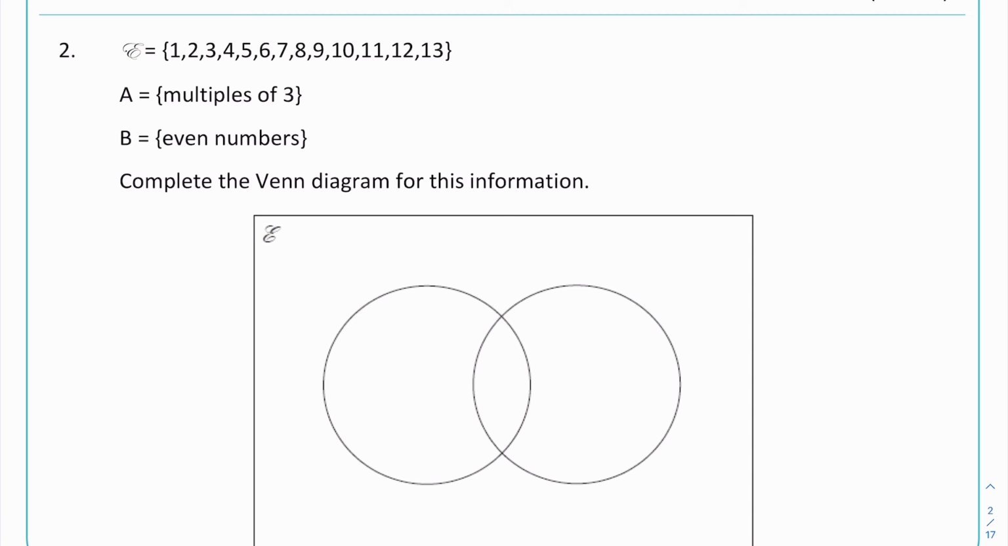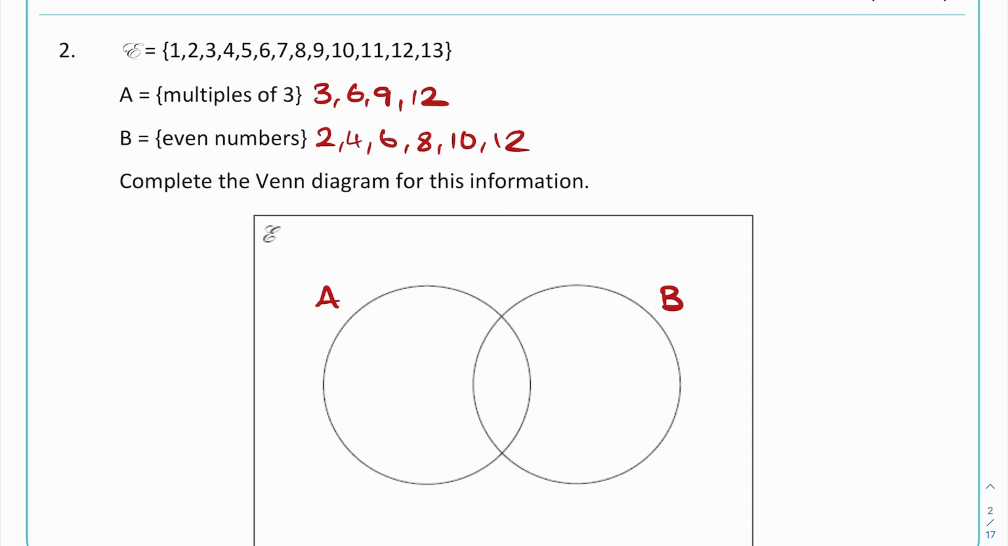Complete the Venn diagram. So we want to label this up A and B. After that, from the list I would write all the multiples of 3. So we have 3, 6, 9 and 12. The even numbers in that list, we have 2, 4, 6, 8, 10 and again 12.